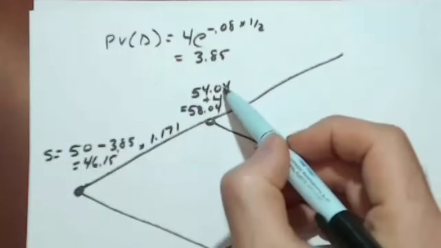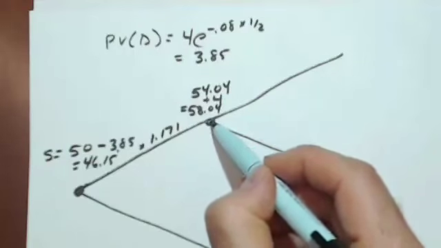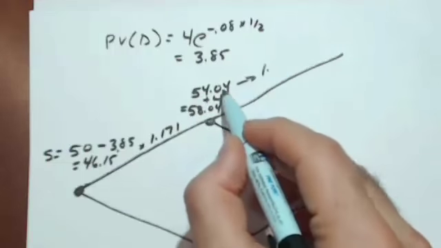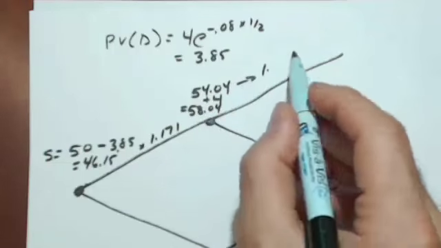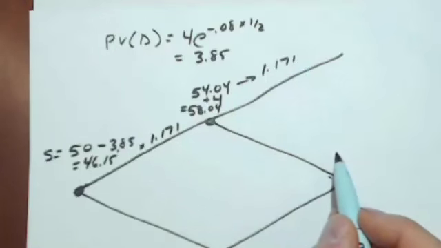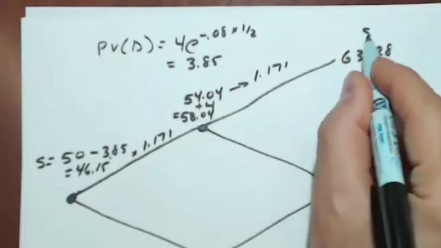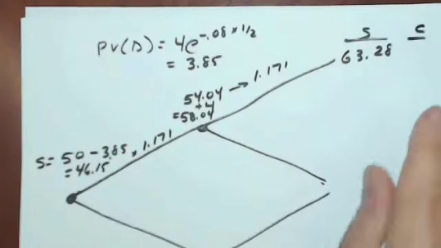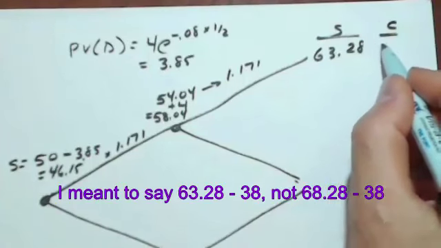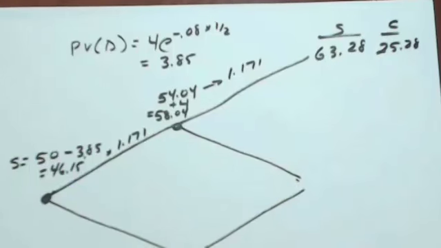I'm going to take this 54. So what will happen is this stock will pay the dividend, and from this node on, I'm going to take this $54, because now this stock excludes the dividend at 54.04, and I'm going to multiply it by the 1.171, and I will have a stock price of 63.28. The call will be worth 63.28 minus the $38 strike. It'll be worth 25.28. Okay.